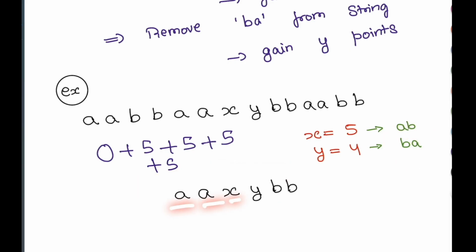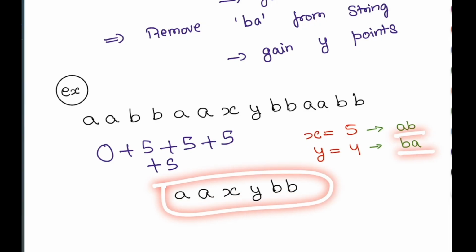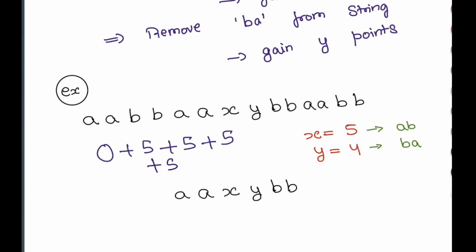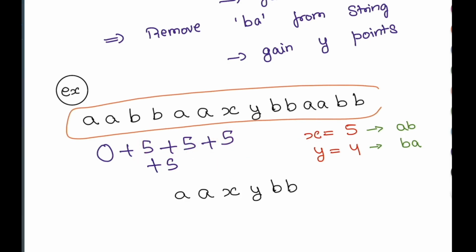We have A, X, Y, B, AB. We don't have AB or BA in this particular string as a substring. So these are all the points we have got from this particular string. The total points is now 5 plus 5 plus 5 plus 5, which is equal to 20. So for this given input, the output is going to be 20, right?